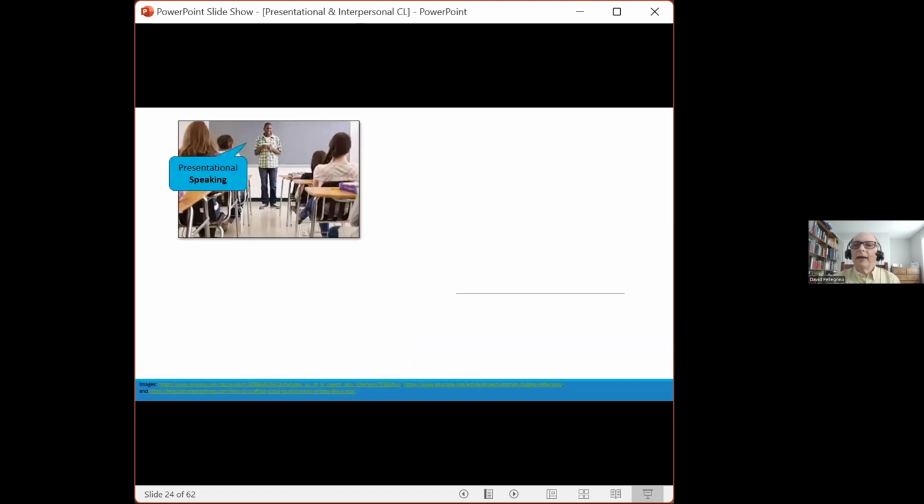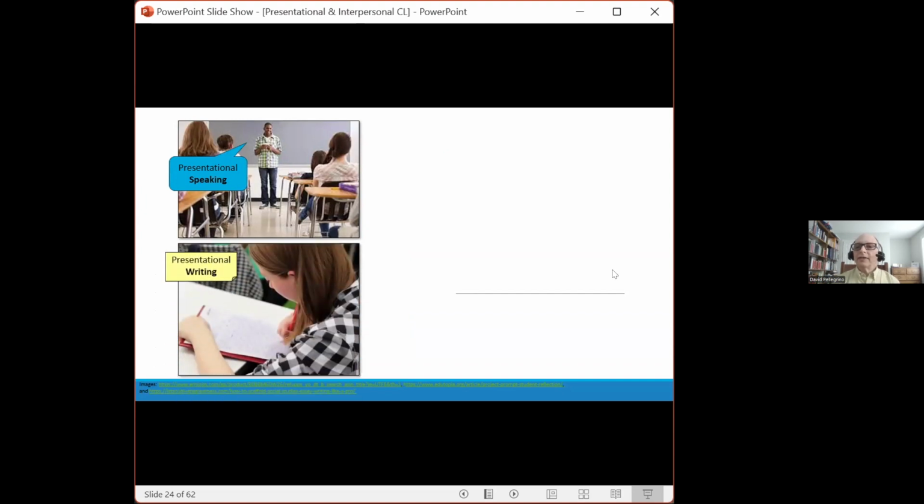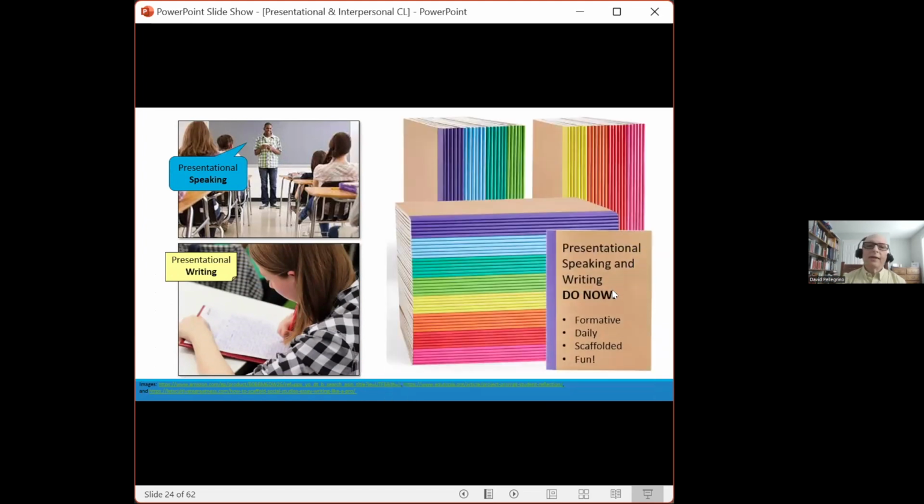On this slide, at the top, you can see a student giving a presentation by speaking in front of the class. Of course, this can be done from the seat with more than 1 student speaking. At the bottom, you can see a student writing, which is what we officially call presentational writing. The great thing about presentational speaking and writing is that they can be formative, daily, scaffolded, and fun, because in this way, students will grow without all that anxiety that accompanies high stakes, summative assessments. The more we do these things on a daily basis or a weekly basis, the more comfortable students are going to be to do these things for us when it's time for them to show what they can do.